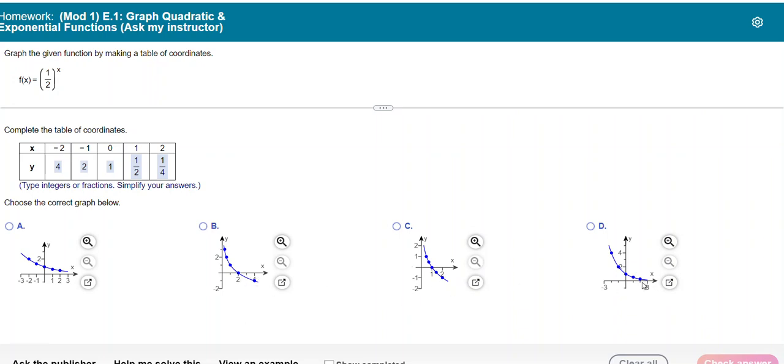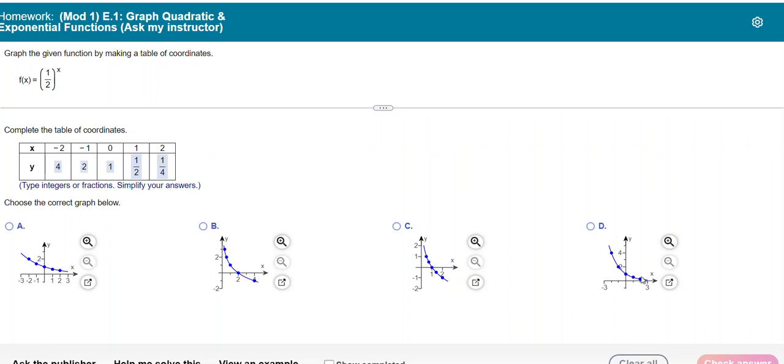But then when I look at letter D, I've got to compare these and see, well, which one is a little bit better? So at first when I looked at it, I thought, okay, this looks like the right shape. D also looks like the right shape. So let's look at the precise points. When x is negative 2, which one is precisely at 4? It looks to me like this one. The D is the precise answer. So we could see the 4, yep, 2, 1. And then if this is 1, it's easy to believe that this would be 1/2 and 1/4.